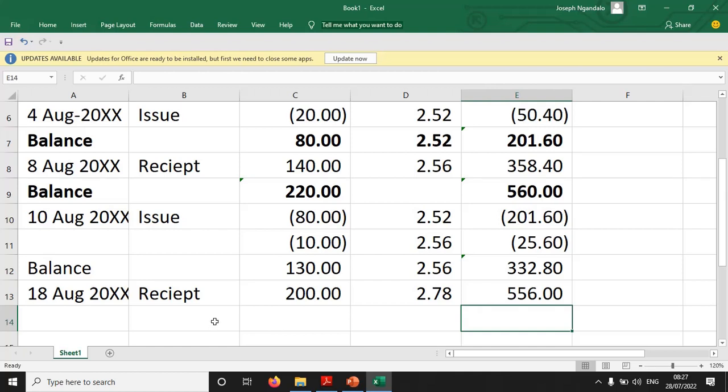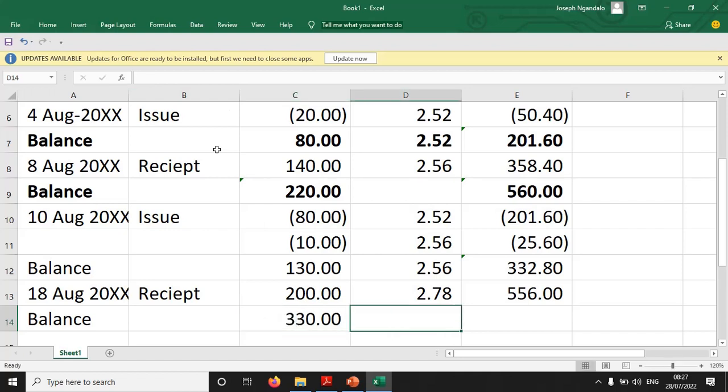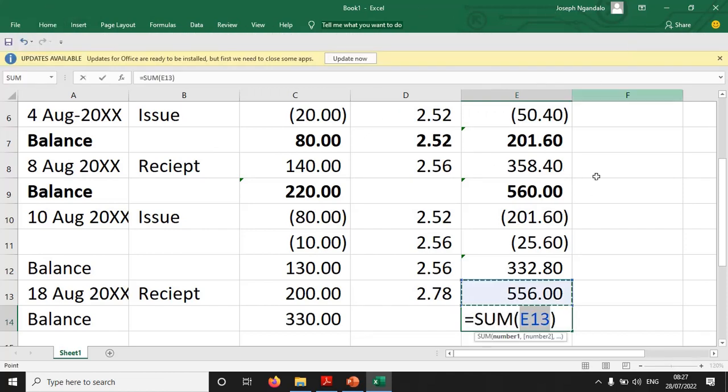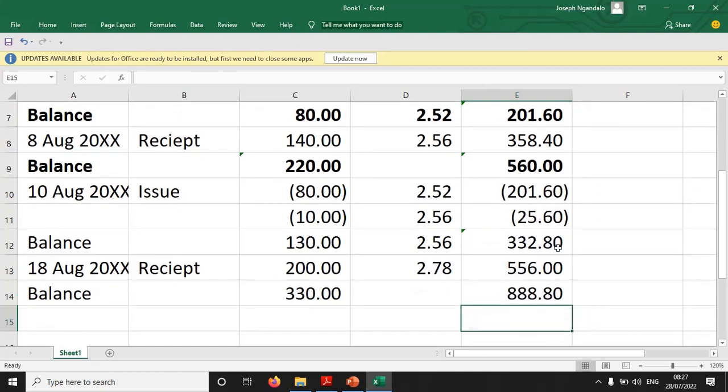556, right? So here again you want us to do the balance. I don't like this, but anyway, this is going to be 330, right? Confirm? And this is going to be how much when you add the two? Triple what?